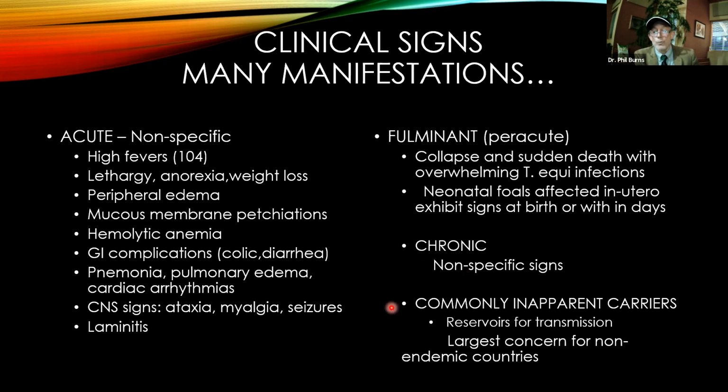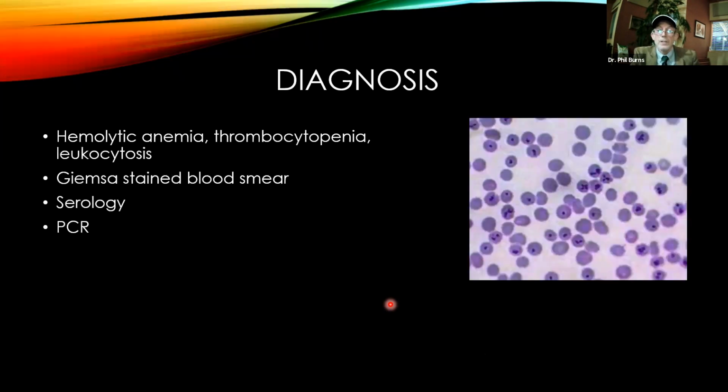And then here's the real problem, the inapparent carrier, reservoirs for transmission. And again, with some of these diseases, we don't understand how this is possible. Very similar to EIA or your Coggins test. There are many horses that if they got Coggins, they're going to die in a short period of time. But then there's this population, which is why we've never been able to get rid of equine infectious anemia completely, because there are those inapparent carriers.